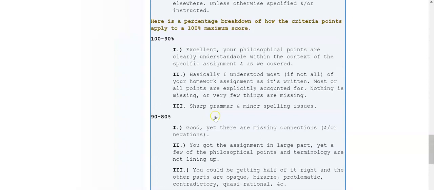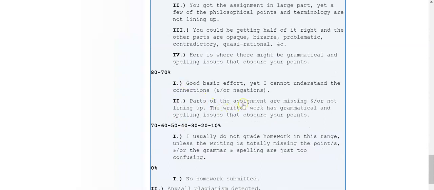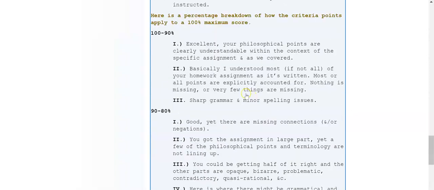Easy way to kind of think of this is 90% for me is more like a B. 90 to 80% is a little more like a C, okay? 80 to 70%, that's really problematic, okay? That's a little of how I think of it.